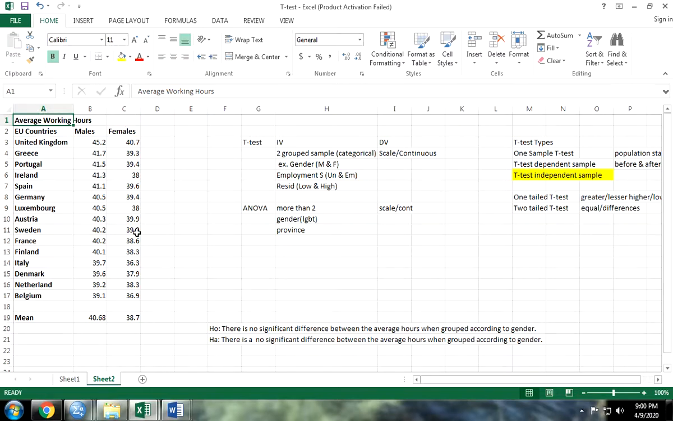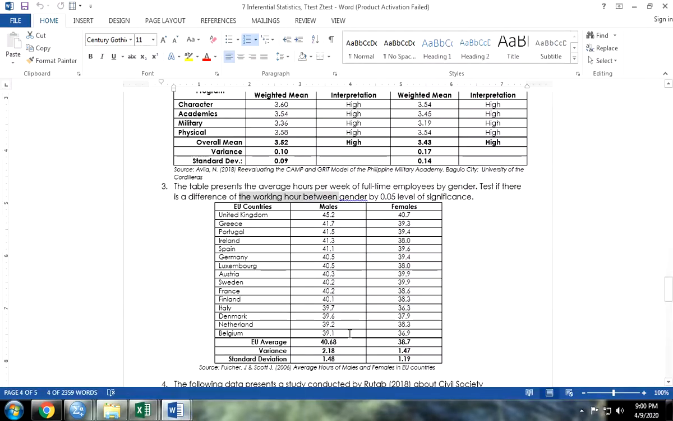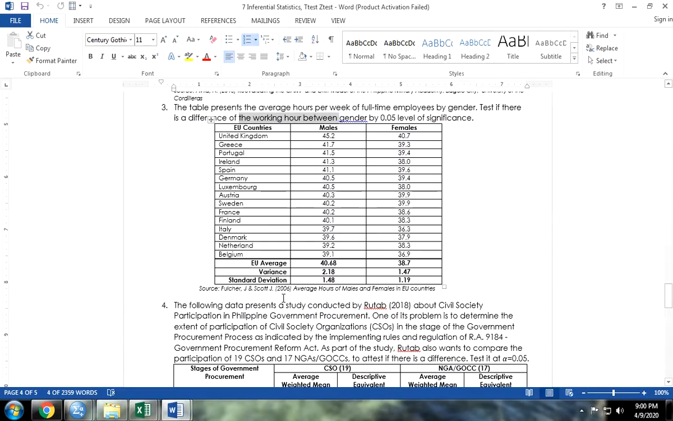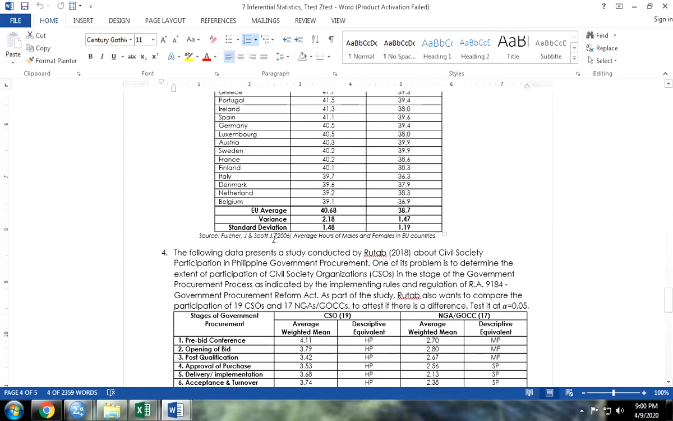So, ito yung data natin. It was extracted from dun sa handouts na binigay ko. The table presents the average hours per week of full-time employees in terms of gender. Test if there is a difference. Nandito yung instruction. Galing siya kay Fulcher Scott. So, this is a journal article. Average hours of males and females in EU countries.